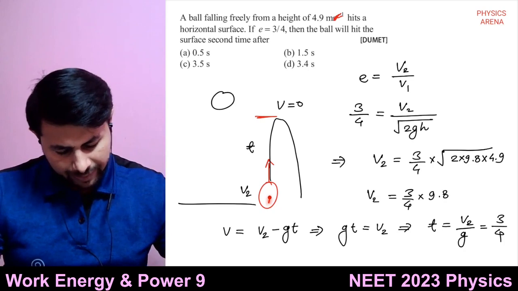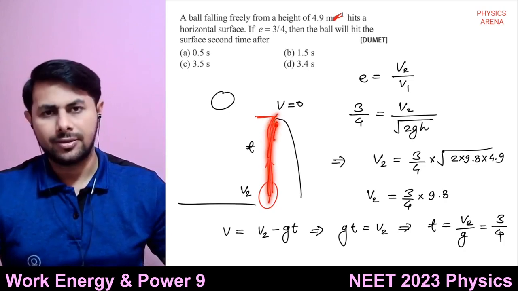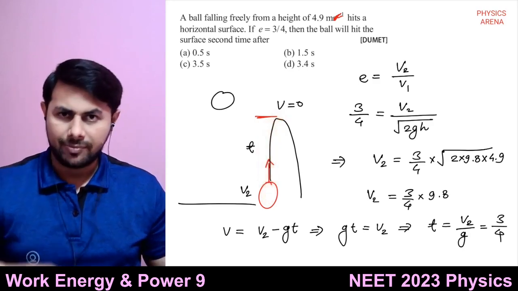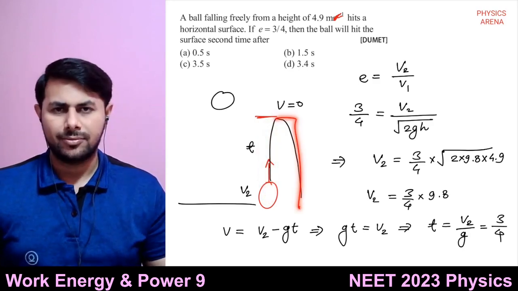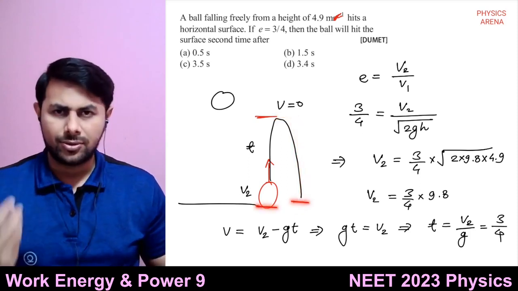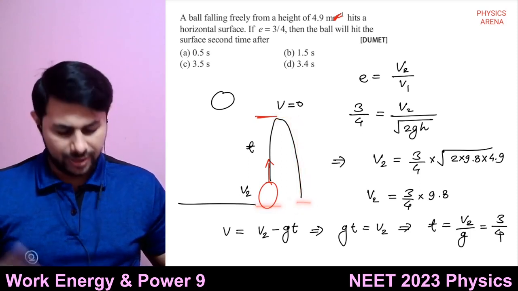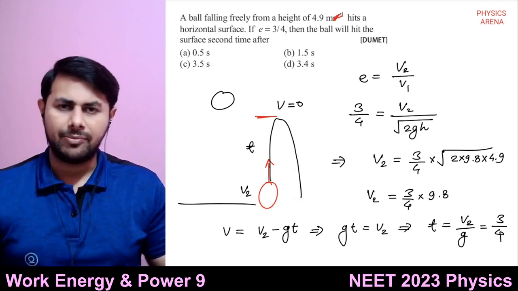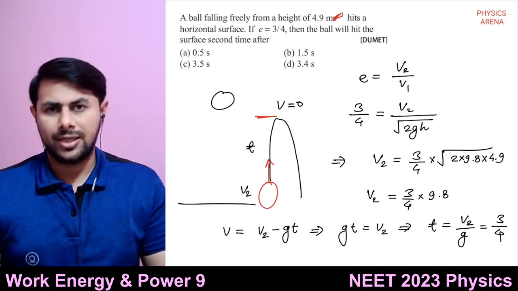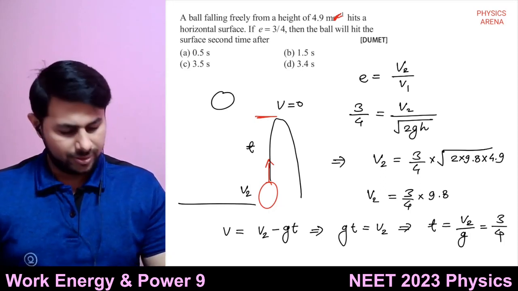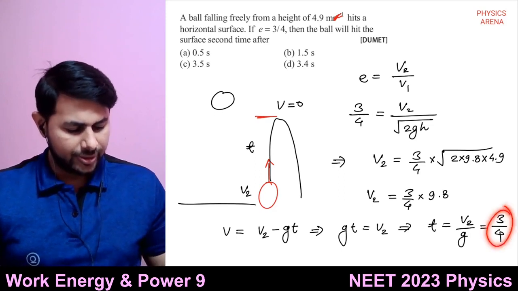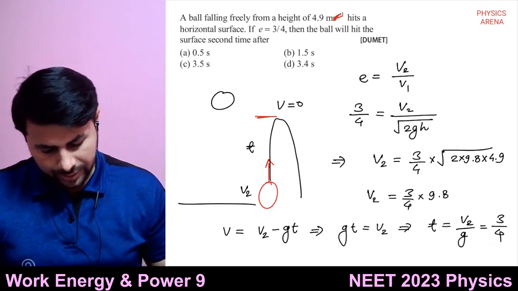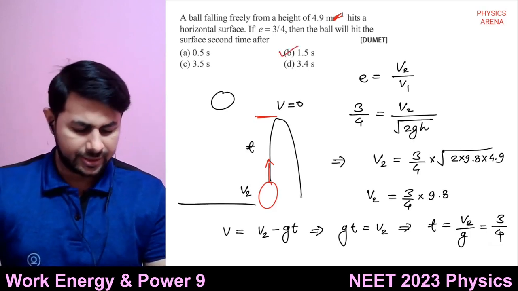But this is the time in which it reaches this height. It will take the same amount of time to come back also. So the time between these two bounces is equal to 2 times t. And how much is that? 3 by 4 times 2 will be 3 by 2. So 3 by 2 means 1.5 seconds is the answer.